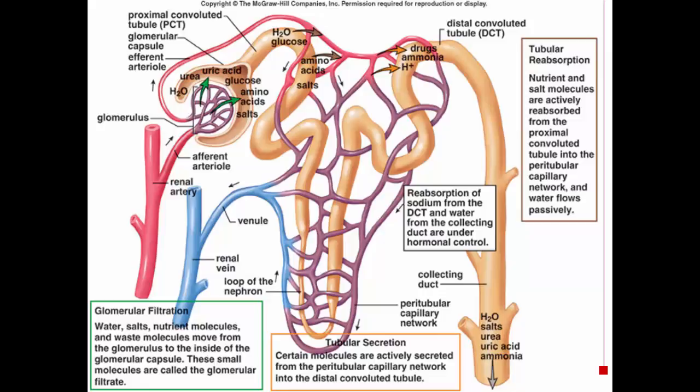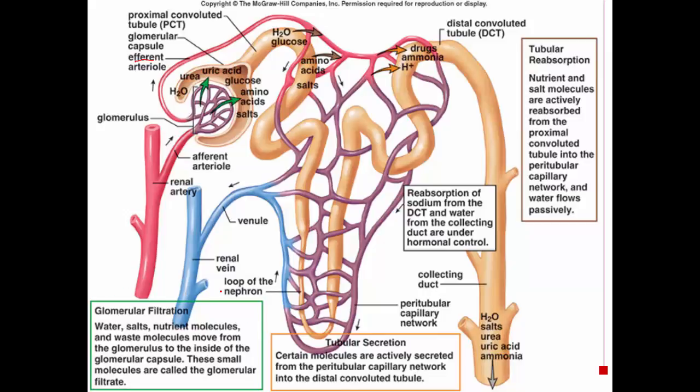This next slide is just a kind of a one-page slide that shows all 3 processes. It's really helpful as an overview. So you'll notice that we have here the glomerulus and here the Bowman's capsule. Here is the incoming arteriole, the afferent arteriole, and here is the outgoing arteriole, which is the efferent arteriole. So the first step, glomerular filtration, is summarized very briefly below.